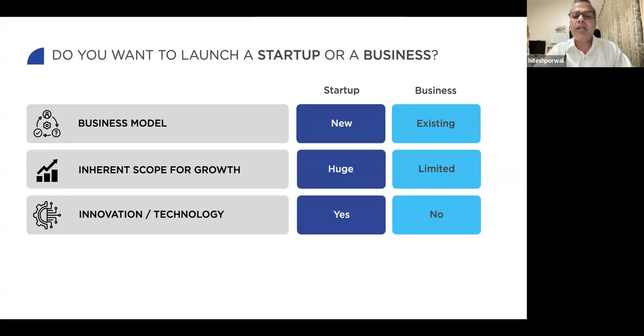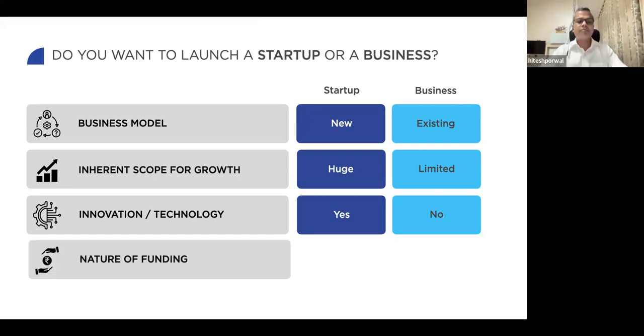If you think about Paytm, if they don't have an app, just think about Uber if they don't have an app. Just think about Zomato if they don't have an app, right? Generally, almost always there is some technology or innovation involved. In case of a business, you don't have an innovative technology. You use normal computers and all that.